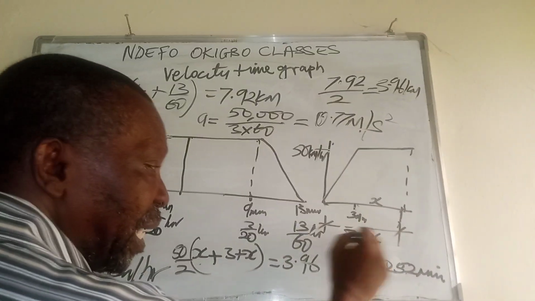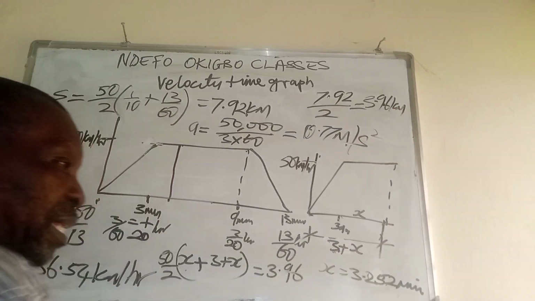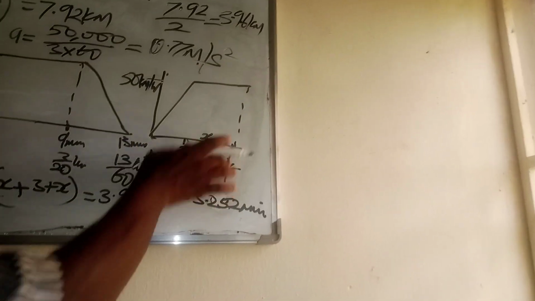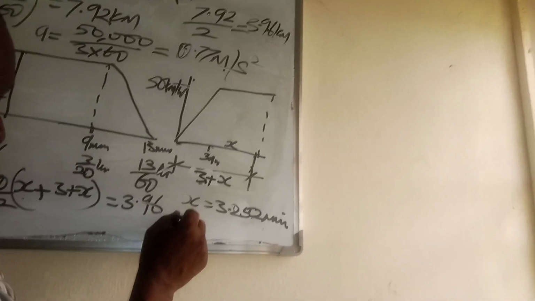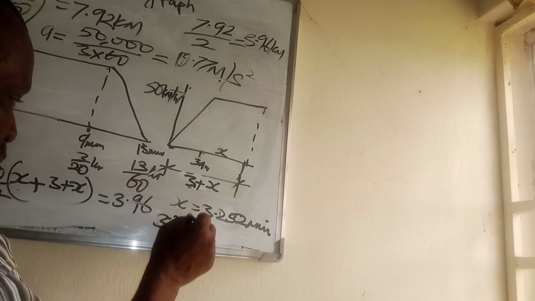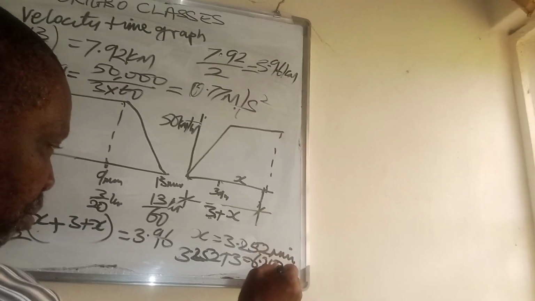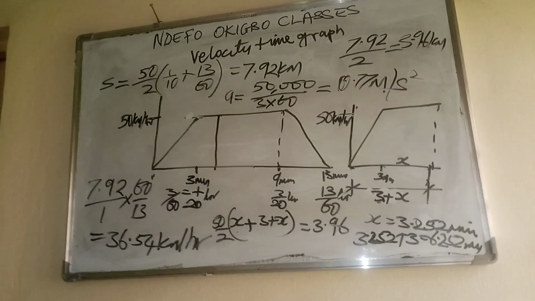So if you add 3 to this, it gives you the total time used to travel half of the distance. Total time used to travel half of the distance is this plus 3, 3.252 plus 3, which is 6.252 minutes. That was what was used to travel half of the total distance.